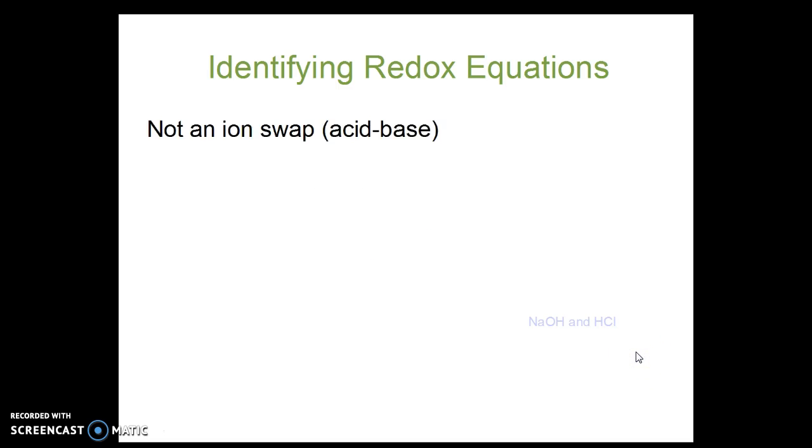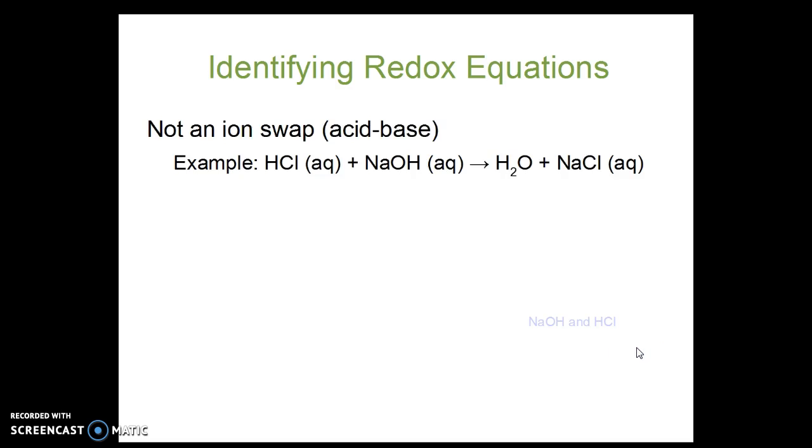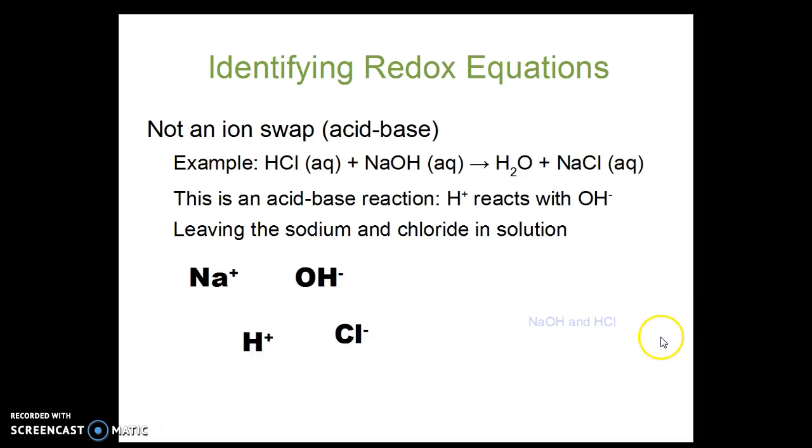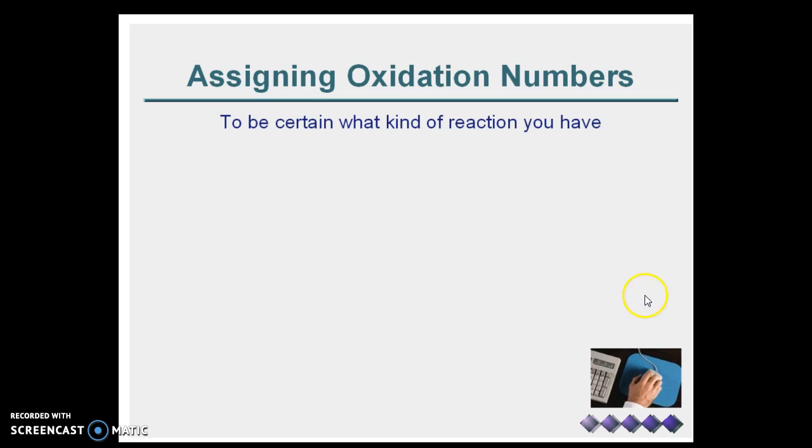We also know that it's not an acid-base ion swap. Redox reaction is not like this. Hydrochloric acid reacting with sodium hydroxide forming water. The hydrogen ion is reacting with the hydroxide. That's the net ionic equation for all acid-base reactions. And the sodium and chloride are left in solution. So you start off looking like this, and you end up looking like that. No real change in the oxidation number on the various ions.